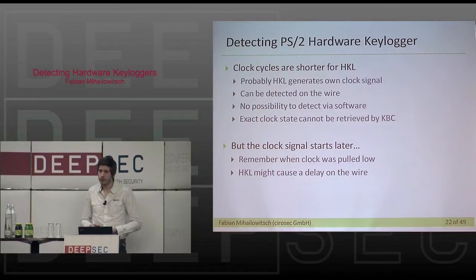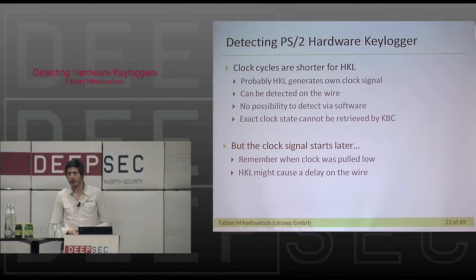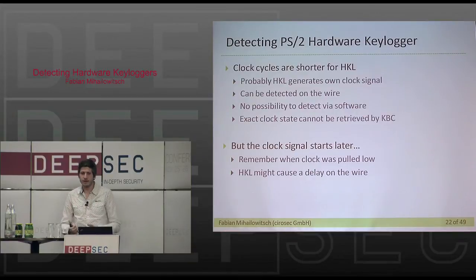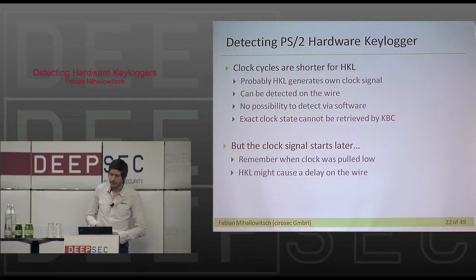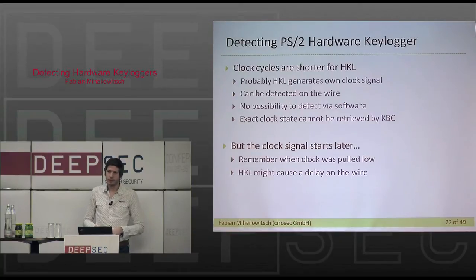I just have showed you it. Problem is, you can't detect it via software. The keyboard controller that is actually used has the possibility to check the clock state, but it isn't accurate enough during a transfer. You can't ask that accurately what the current clock state is to determine that clock cycles are shorter. So you can't, again, do that measurement in software. But another cool thing we actually saw is the clock signal started later when the clock was pulled low.